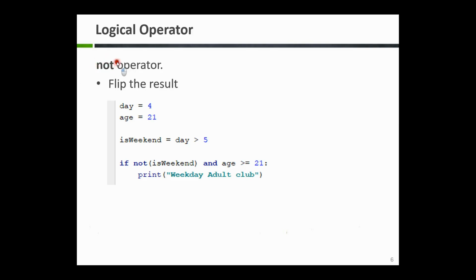Let's look at another operator, the NOT operator. The NOT operator flips the result. Let's work through this example. Day equals 4, age equals 21. We create a variable called isWeekend and we test whether the day is bigger than 5. If the day is bigger than 5, isWeekend will be true. If the day is not bigger than 5, isWeekend will be false. So isWeekend is a boolean variable used to store the result. Imagine we want to check for a condition where it's not a weekend and the age is bigger than or equal to 21, and we print weekday adult club. This is how we do it: we put the not here. In this case, it will print weekday adult club.